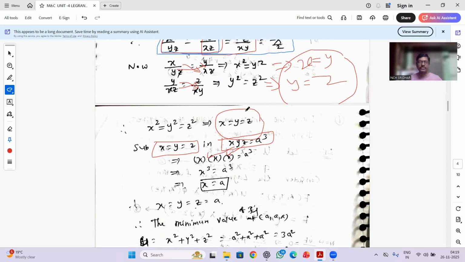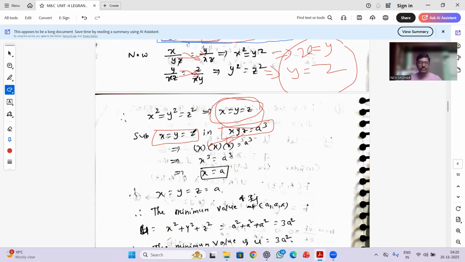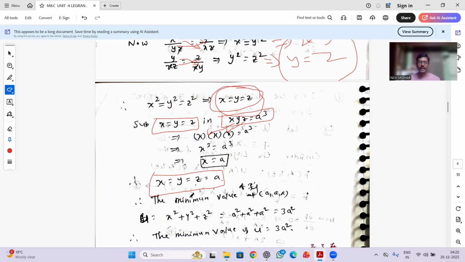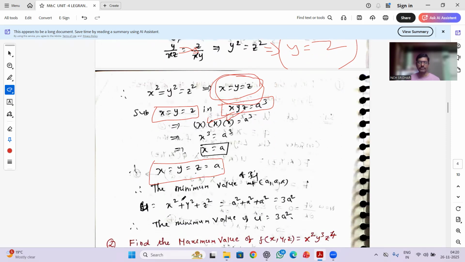So if x is equal to a, and we know that x is equal to y is equal to z, therefore x is equal to y is equal to z is equal to a. This is our stationary point. That means at this point we have either a maximum or a minimum. So the stationary point we got here is P of x comma y comma z is equal to a comma a comma a. Right, students?